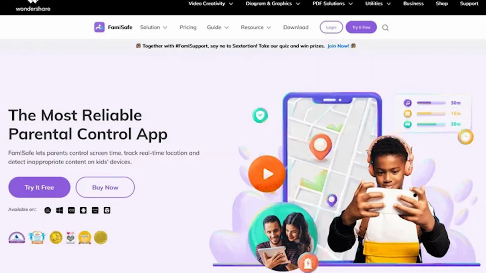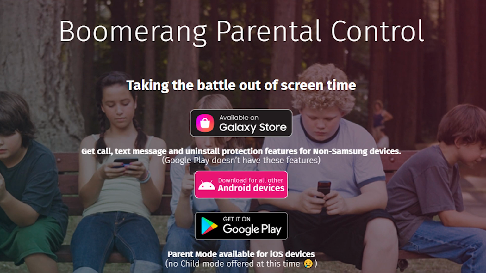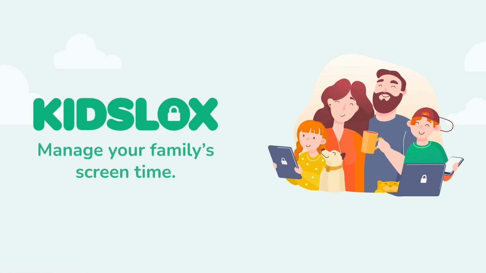The third layer is using third-party parental controls. These are services like Bark, Famisafe, RPact, Boomerang, Norton Family, Kids Lock. There are dozens out there. The benefits of having a third-party parental control service as well is that they can do a lot more than what comes pre-installed on your phone.